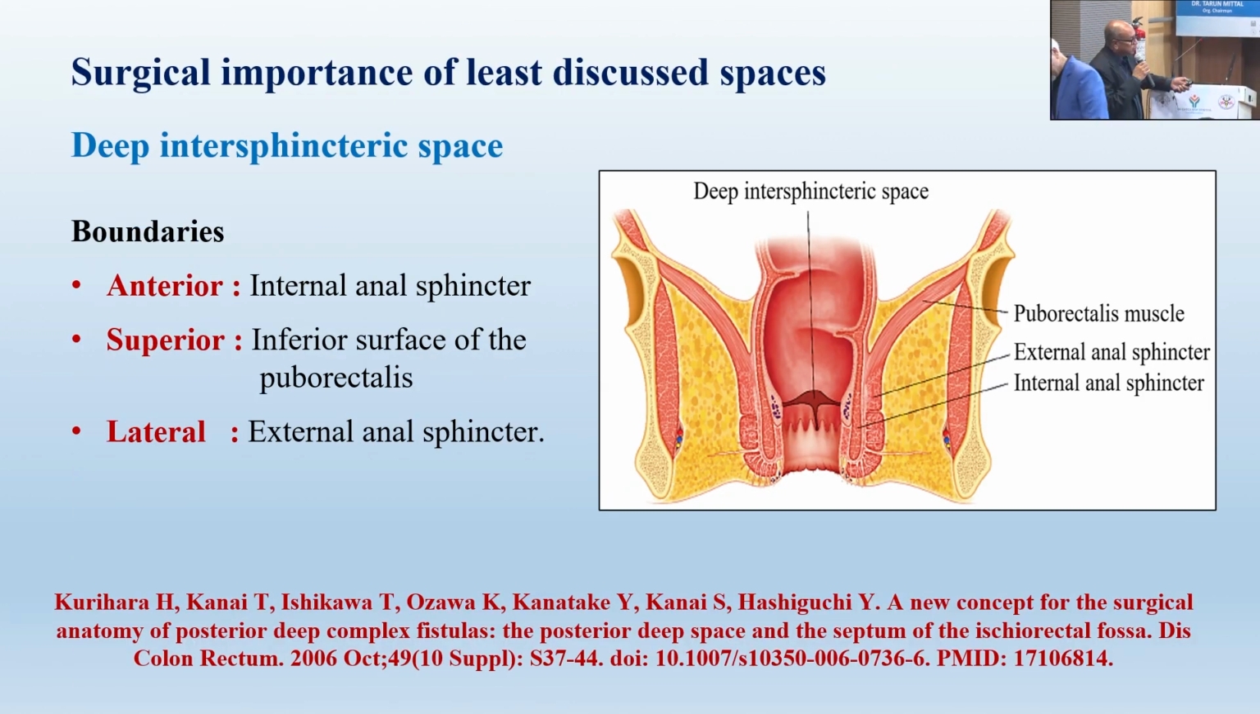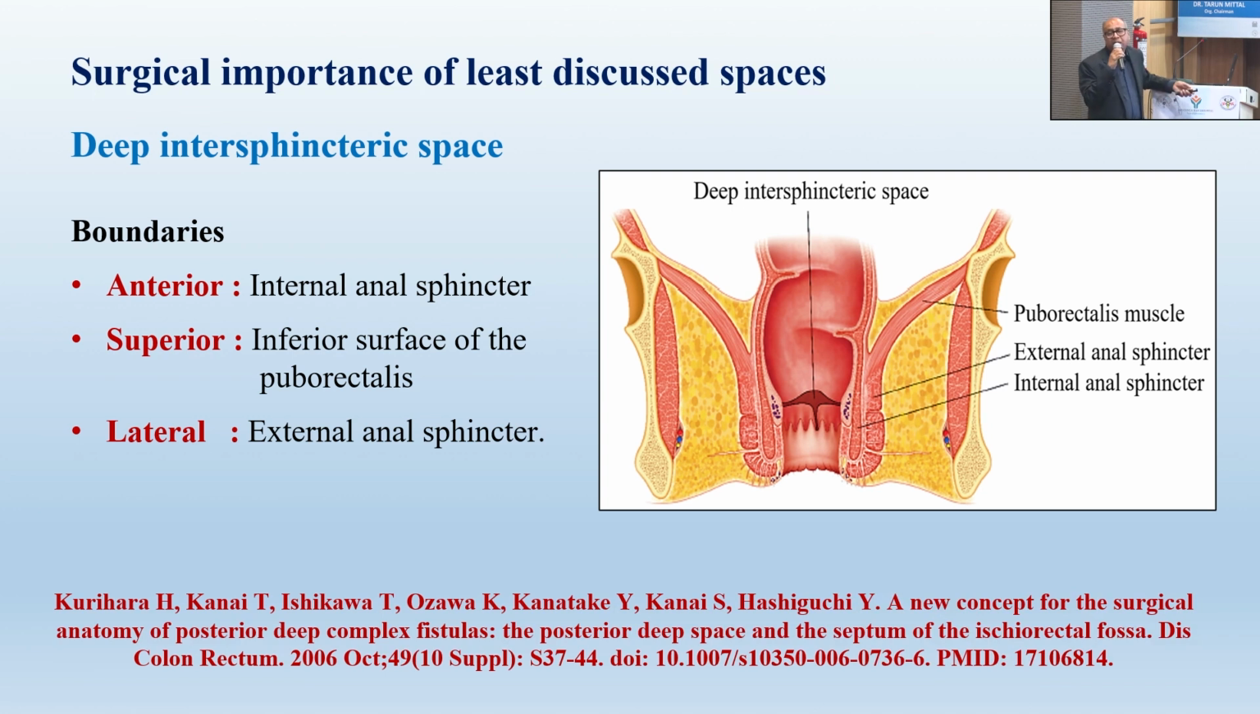Now this is a space which very few people talk about, but this is something which was described, I think, about 60 years ago. Deep intersphincteric space. Now this is the anal verge, this is the anorectal ring. This space lies exactly midway between these two structures, that is anal verge and the anorectal ring.